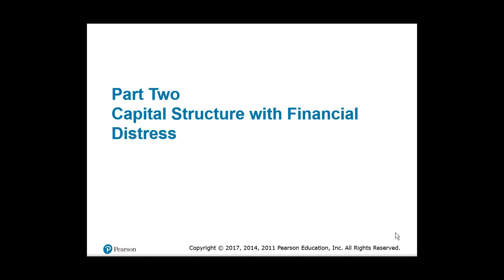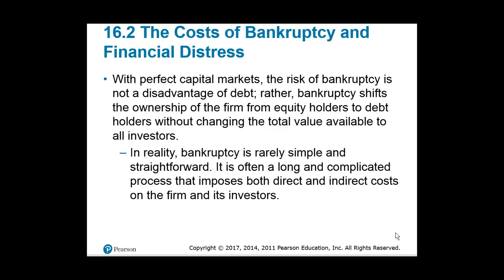In this video, we're going to talk a little bit more about the bankruptcy process itself. So we'll get away a little bit from the theory of capital structure, and let's just focus on the bankruptcy issue. So in a world with perfect capital markets, the risk of bankruptcy really isn't a disadvantage of debt. Again, what we've been talking about is that in a perfect market, all we're doing is shifting value and cash flows between investors, or in this case, shifting the ownership of the company from equity holders to debt holders, and the total value of the company ultimately is not changed.